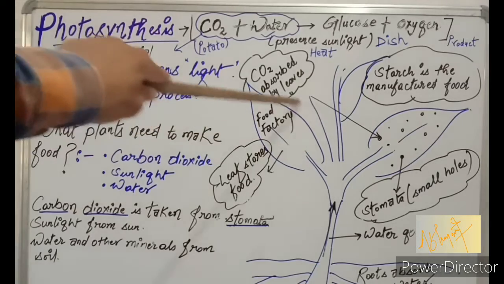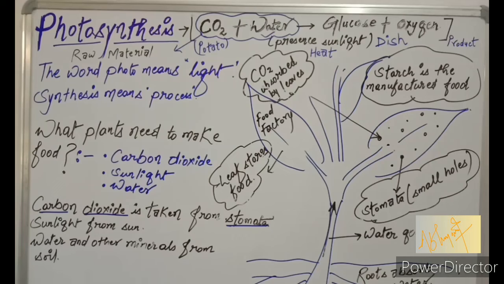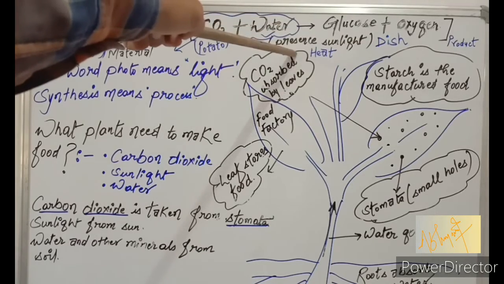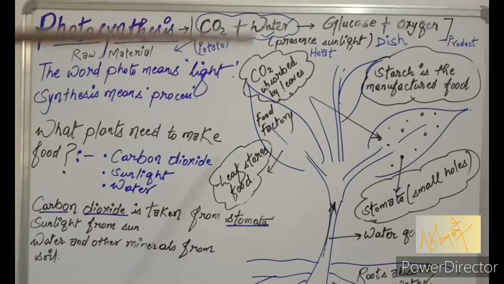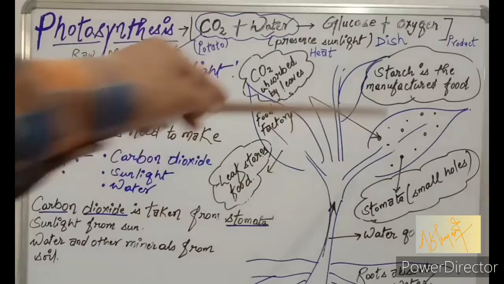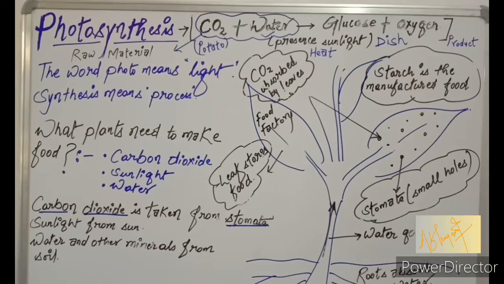So the leaves are also known as the food factory of the plant because the work of the leaf is to store food. What do we call the manufactured food? The reaction involved here is carbon dioxide plus water in the presence of sunlight gives glucose plus oxygen. Glucose is the manufactured food, so called starch. Starch is the manufactured food.